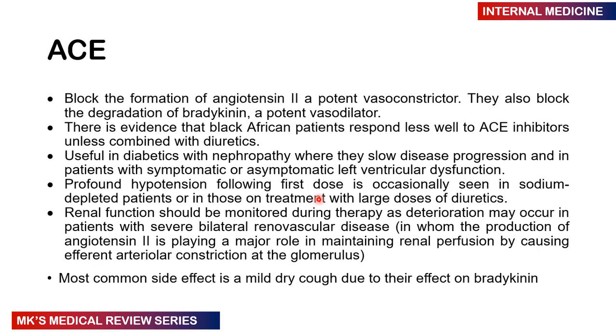Then there is evidence that black individuals actually have low levels of renin in their body, and they don't respond so well to ACE inhibitors as opposed to them being combined with diuretics. So if you want to use ACE inhibitors in black individuals, then you generally want to combine the ACE inhibitors with a diuretic to get a maximum benefit. And remember that these are going to be beneficial for diabetic patients, especially those that have nephropathies, because they're going to slow the progression of the disease.